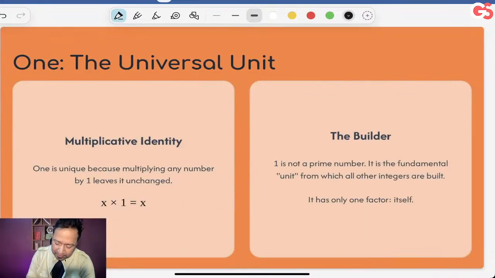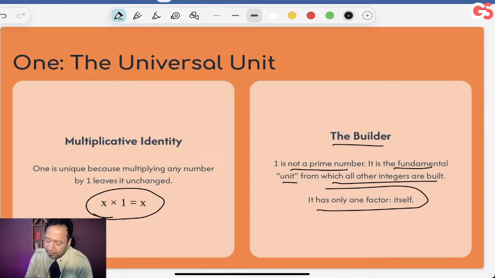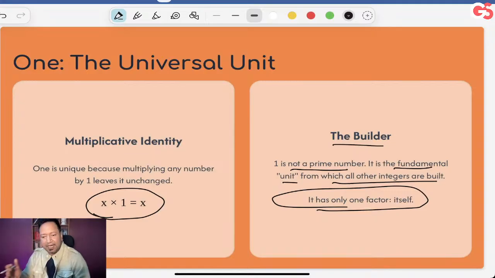One is the universal unit. One is the multiplicative identity, so anything multiplied by one is the same thing. x multiplied by 1, you'll get x only. And it's also a builder. 1 is not a prime number. It is a fundamental unit from which all other integers are built. It has only one factor, that is itself. For a prime number, you need two distinct factors, that is 1 and itself. Two distinct is the main thing. But in the case of one, it has only one factor. It's neither prime nor composite. It's the builder because if you add 1 to itself, new numbers are formed: 1 plus 1 is 2, 1 plus 1 plus 1 is 3, and so on.